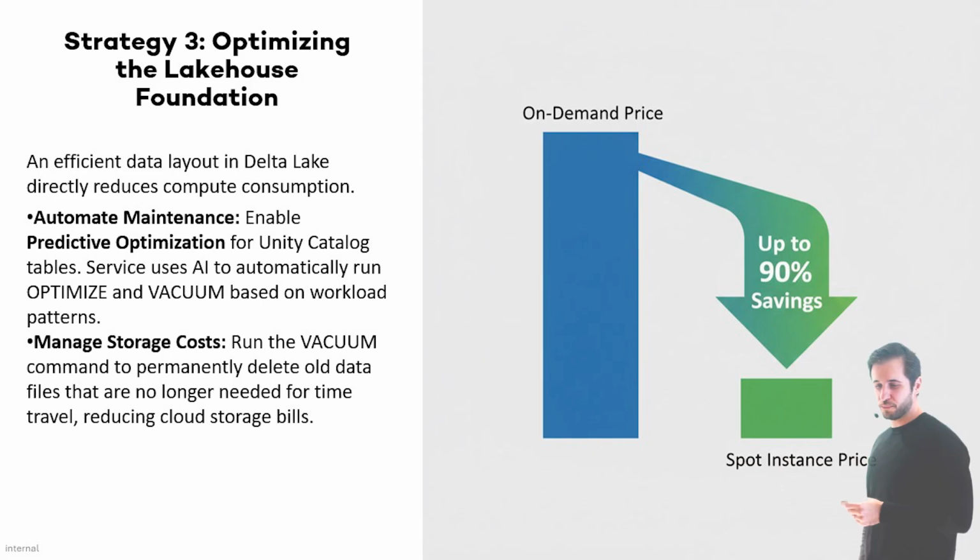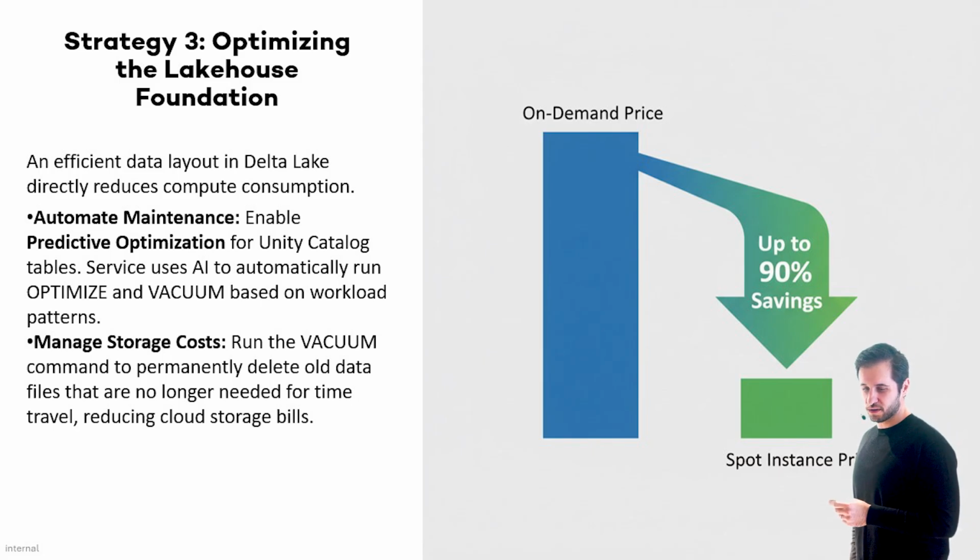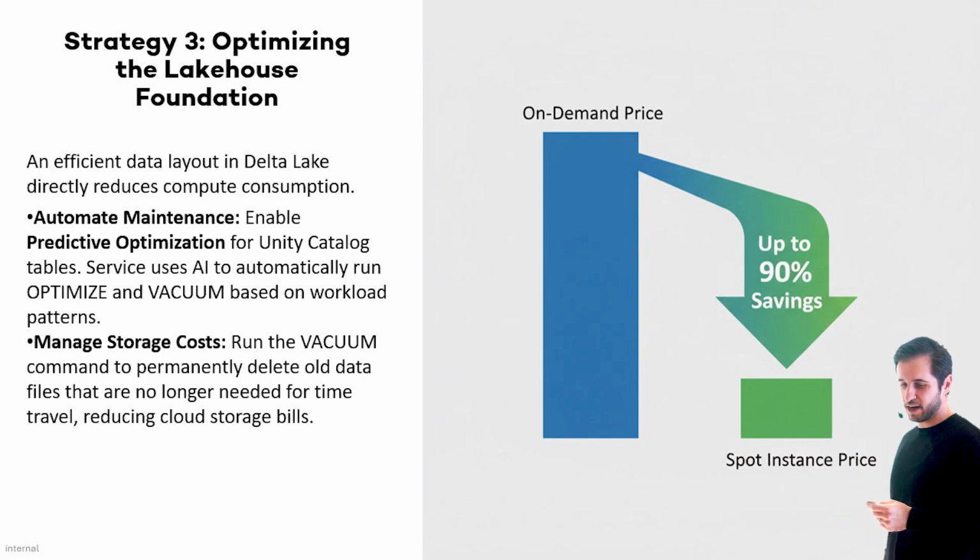You cannot fix your compute cost if your storage is messy. Organizing your data well directly lowers your compute usage. Automated maintenance: use predictive optimization. Let the system automatically clean up data based on your usage. Storage cleanup: regularly run vacuum commands to delete old files.